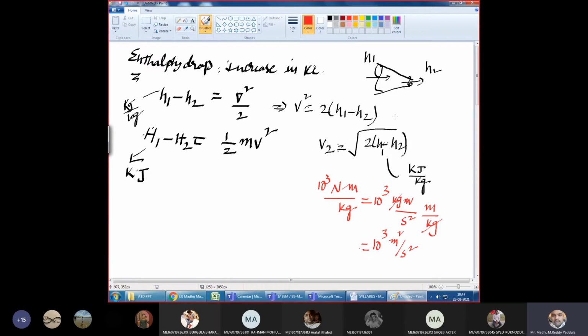So this is 1000. 2 into 1000, 2000. So under root 2000 into enthalpy drop, that is delta H. Under root 2000 is equal to 44.72 into under root enthalpy drop. This is the velocity of the steam passing through the nozzle. Is it clear? We discussed this one yesterday itself.